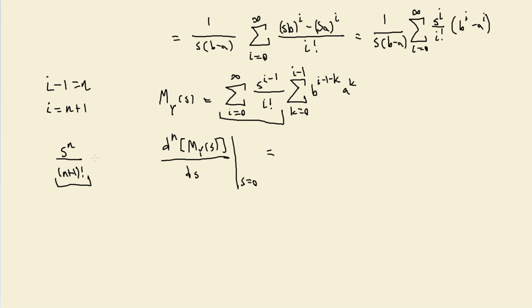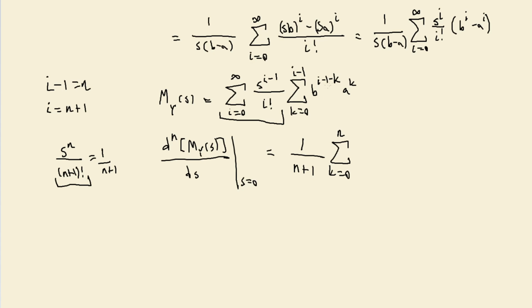And so the nth derivative of this is just going to be 1 over n plus 1. And that's the only term in this infinite sum that's going to remain when we take the nth derivative and evaluate it at s equal to 0. So we're going to be left with just 1 over n plus 1. And then the k minus 1 here needs to be equal to n. And so the sum here is just going to be indexed from k equal to 0, and now we're only going up to n.